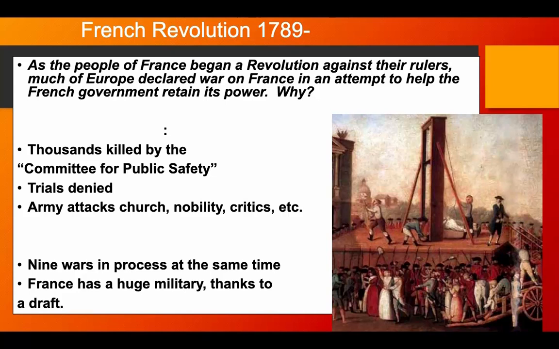the Committee for Public Safety, which is a bit of an ironic name because the Committee for Public Safety is going to, for a time, take away the rights of the citizens of this new republic that they're setting up, and they're going to deny trials, and they're going to attack everybody that criticizes this new government.